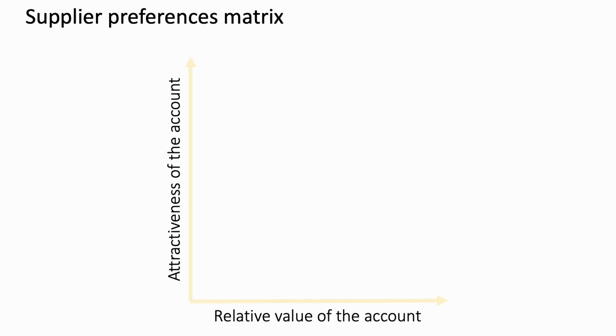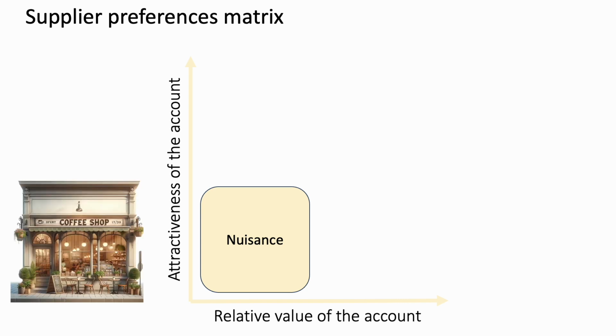In a coffee shop scenario, suppliers might categorize their buyers, like you, based on how attractive your business is and the value it brings to them. This is known as the supplier preferences matrix. Let's break it down. Nuisance. To a supplier, a small coffee shop that orders minimal supplies and requires high maintenance could fall into this category. The supplier might see little profit from this relationship and may consider ending it, potentially by increasing prices or reducing service quality. If your coffee shop is in this quadrant, you could try to become more attractive to suppliers by participating in notable projects or increasing your order size.